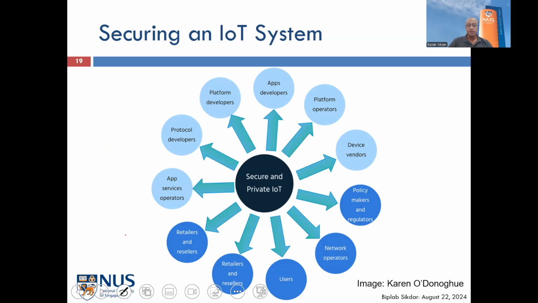Finally, if you want to secure an IoT device, it's just not one person's responsibility. It's not just the device vendors, right? It's not just the app developers. The whole ecosystem has to come together, and we need to put in security at different levels. So this would imply the manufacturers of the devices, the operators of the platform, the network operators, the users themselves, as well as the government, the policymakers, and the regulators. They all have to come together to ensure that everything is in place for IoT to be secure.